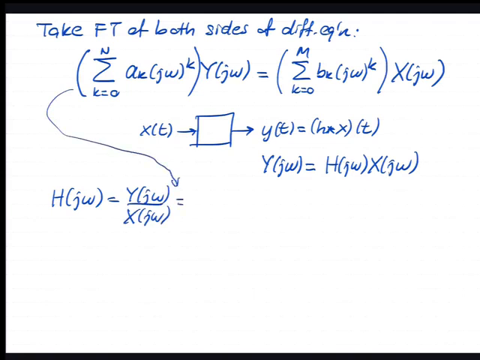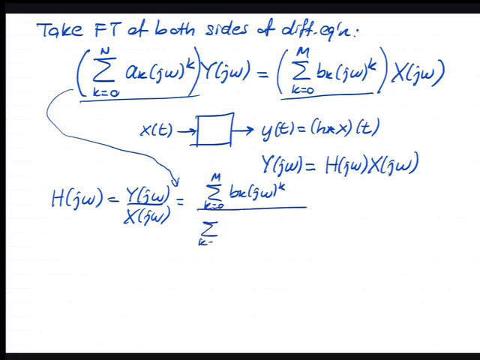Y by X would be what I see here divided by this, right? So the sum of bk j omega to the power k, k from 0 to m, divided by the sum of ak j omega to the power k, k from 0 to n, right? So this is a general recipe for finding the frequency response of an LTI system defined by a differential equation of this form. Okay?